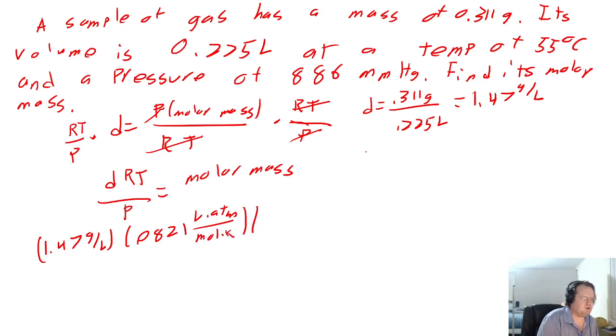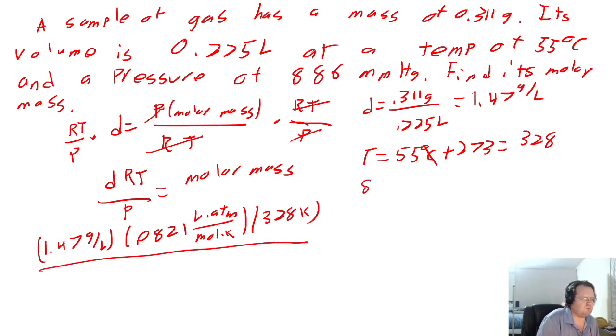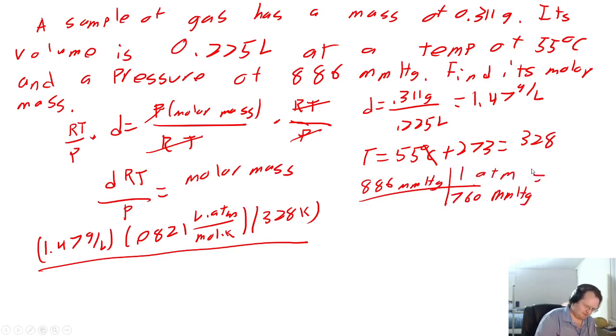Then we get a temperature. I've got to solve that one too. So we have 55 degrees Celsius. But if we add 273, we turn it into Kelvin, and that'll be 328 Kelvin. And the pressure, again, we have to do another conversion. We have 886 millimeters of mercury, which also could have been torr, since they're the same thing. And we have 760 millimeters of mercury is 1 atmosphere. So we have 886 divided by 760, and we will get 1.17 atmospheres. So we put that down here, 1.17 atmospheres.